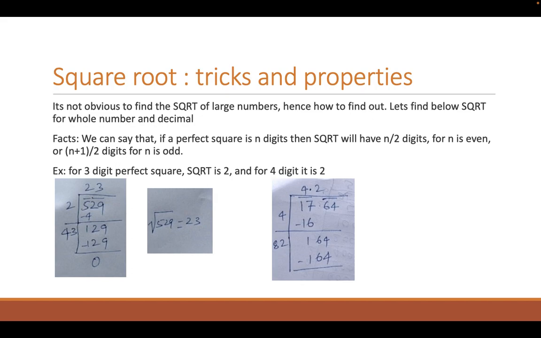It is not always easy to figure out whether a number is a perfect square or not unless you go through the process. But this technique will always help you. Whether it is a perfect square or not, you will get some result. So that's the overall thing: how to find the square root of a number which is not a perfect square. Per se, 529 is a perfect square, but 17.64 is not. So this is another technique it is showing to find it out.